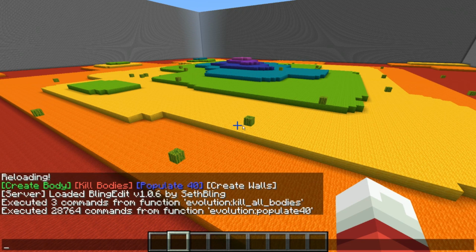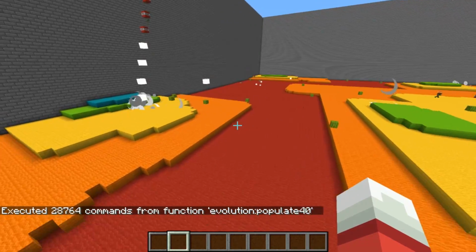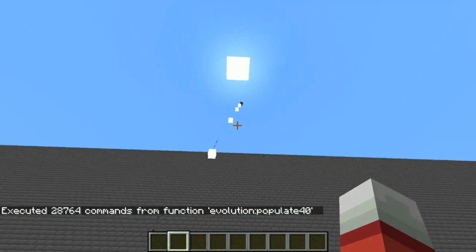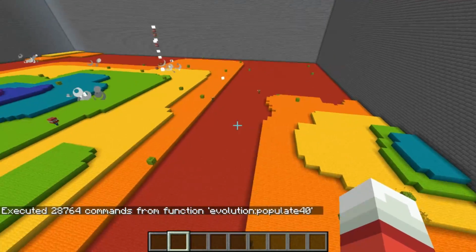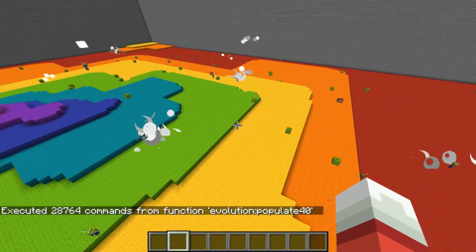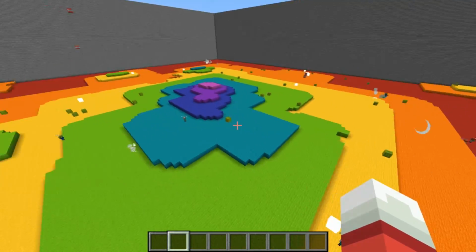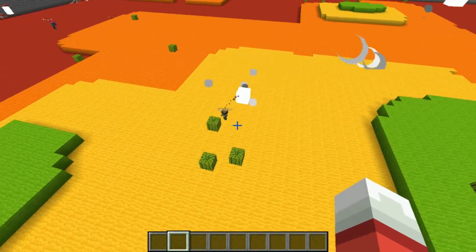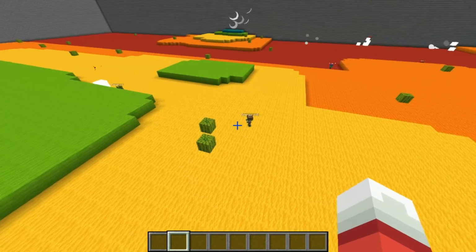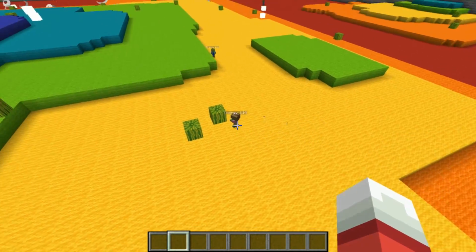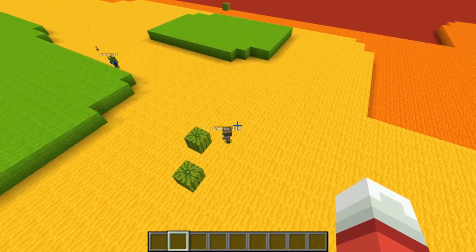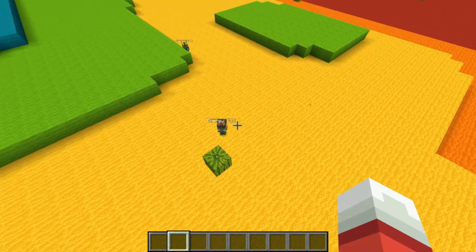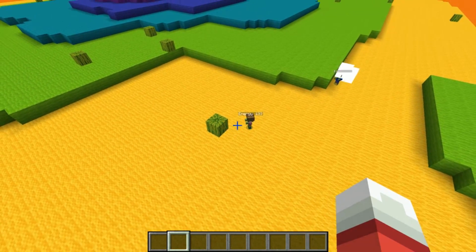Let me click this populate 40 button, and this will summon 40 random baby zombies. That one is doing some interesting stuff. Now these zombies summon TNT, and that is their only way of moving around. They have a really high slowness effect. Basically they want these melons, and so they use the TNT to blast themselves around to be able to get the melons.